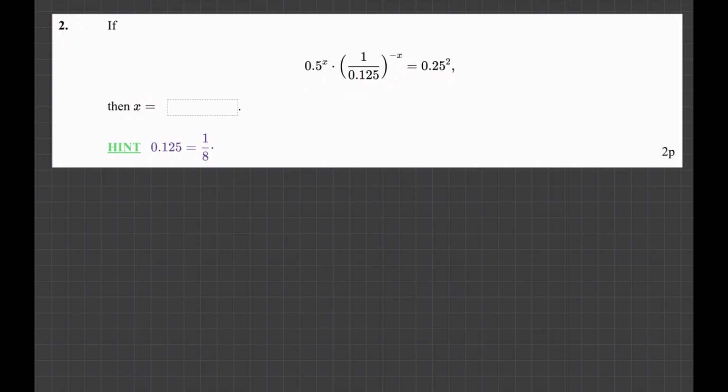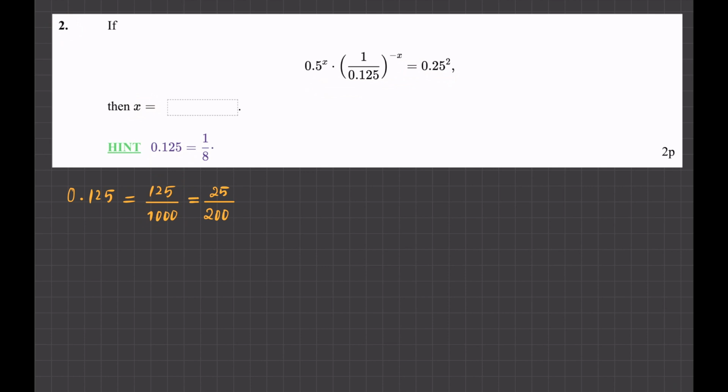How? For example, 0.125. Everyone knows that this is 125 over 1000. Yes, this is something that we know. If you cannot simplify it directly, immediately you see that this one and that one are both divisible by 5. So you divide the numerator by 5 and it becomes 25, and the denominator by 5 becomes 200.